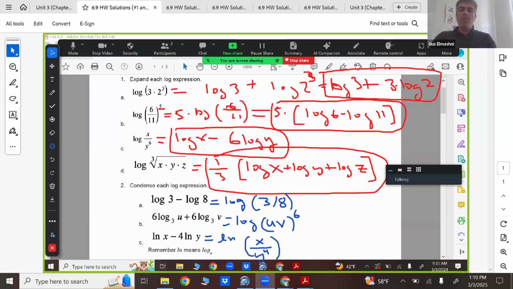So let's take a look at number one. You guys see how I broke that apart? There's a times in between. So you put a log, and you put a 3 in front of log 2. Let's take a look at B. See how that's broken apart? There's a minus in between. And you have to put the 5 in front of the whole thing because the whole thing's raised to the 5 power.